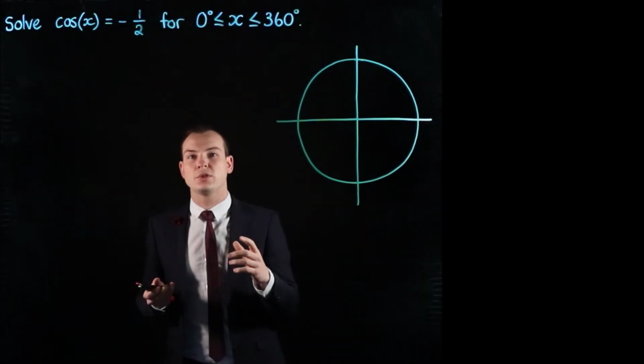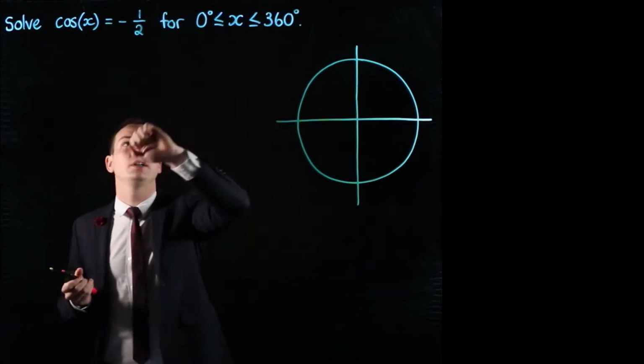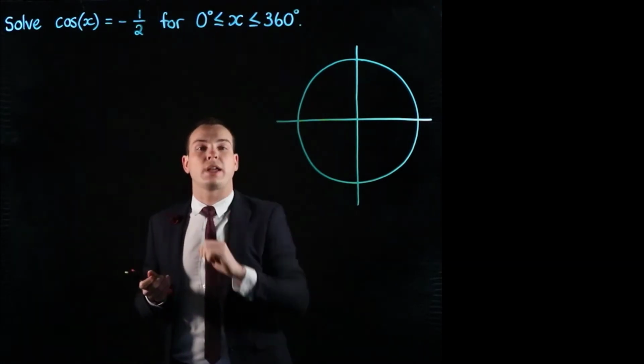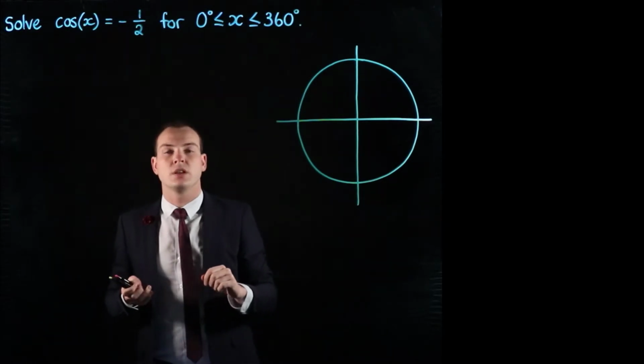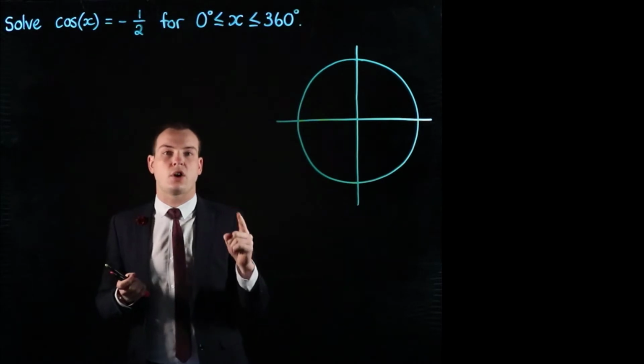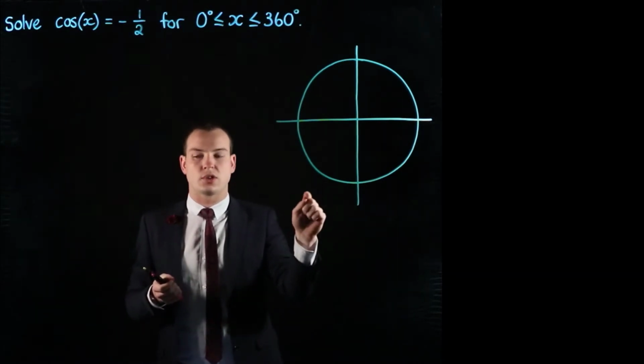In this video, we want to look at solving the equation cos of x equals negative 1/2 for x, where x is between 0 degrees and 360 degrees. So the first thing we want to do here is think about where cos of x is equal to negative 1/2, and we're going to look at that on a unit circle.